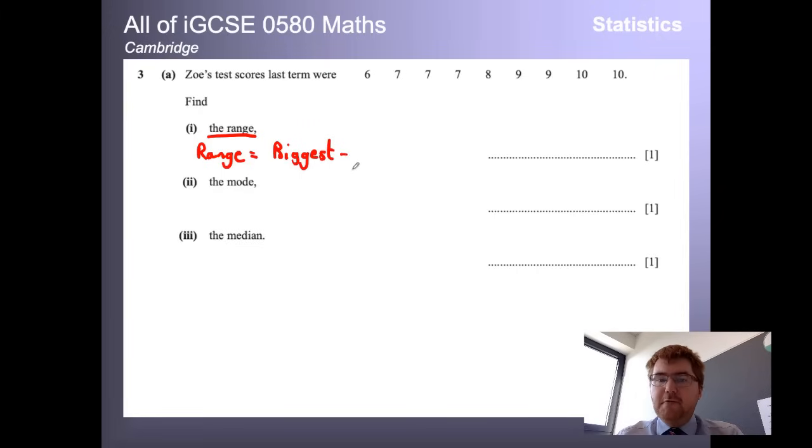Now, luckily for us, it is already in order. So we've got 10 as the biggest, we have 6 as the smallest. So it's going to be equal to 10 minus 6, which is equal to 4.